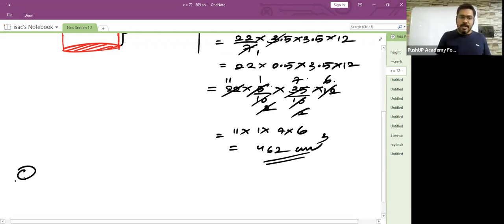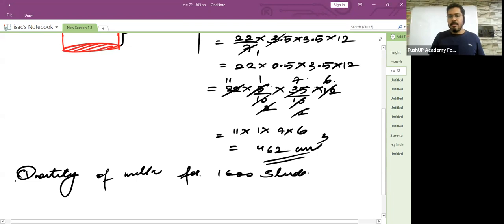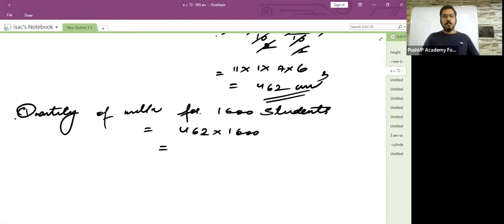Okay, so children, let's find out the quantity of milk for 1,600 students. How much would it be? 462 multiplied by 1,600. And how much is it? Yes, Anika, we have found the volume, no, Anika? Volume is what? Centimeter cube. Yeah. Give me the final answer, everyone.